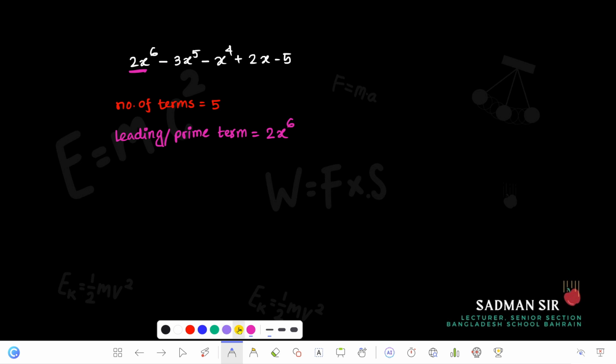Okay, and then they might ask you which one is the leading coefficient or prime coefficient. Prime coefficient is the coefficient of the leading term. First we need to identify the leading term, and in the leading term, what is the coefficient? That is the leading coefficient or prime coefficient.